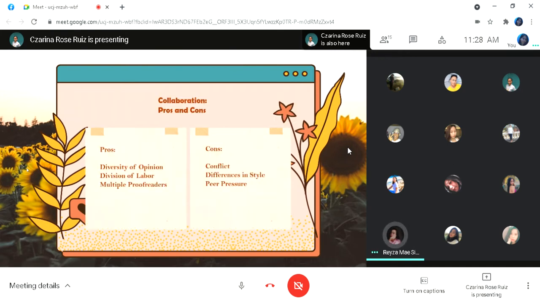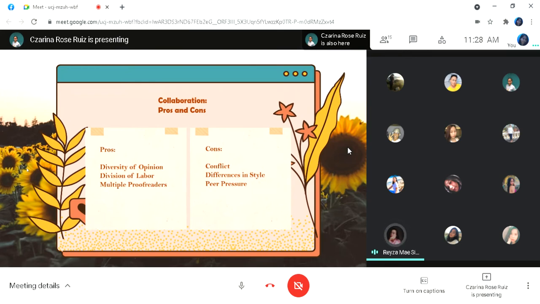So let's talk about collaboration pros and cons. The pros of collaboration are diversity of opinion, division of labor, and multiple proofreaders. Diversity of opinion: with more minds at work in the project, there are more ideas and a variety of perspectives. Also, it's highly unlikely that the group will get writer's block as a whole.